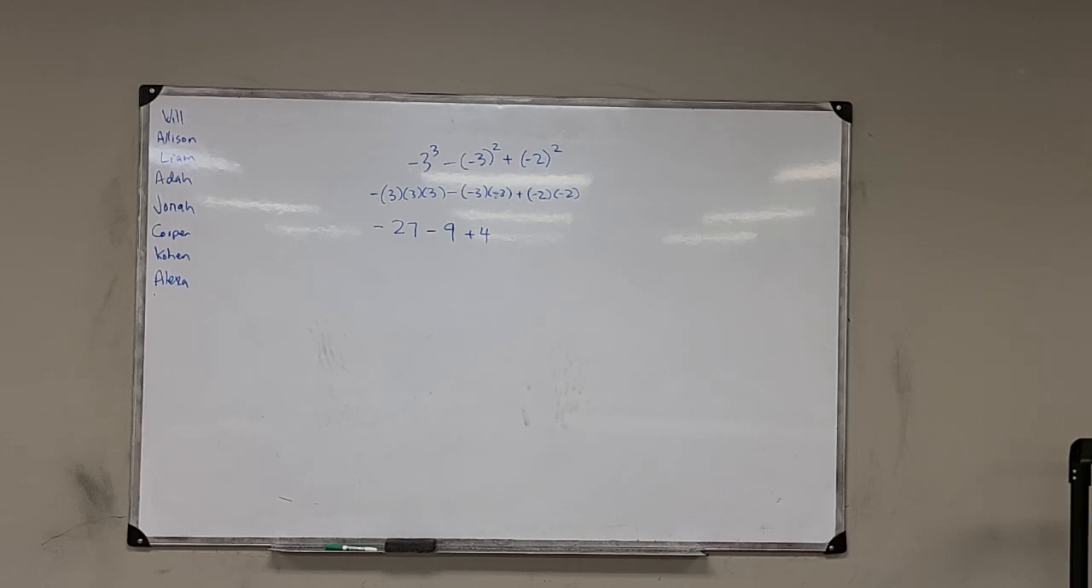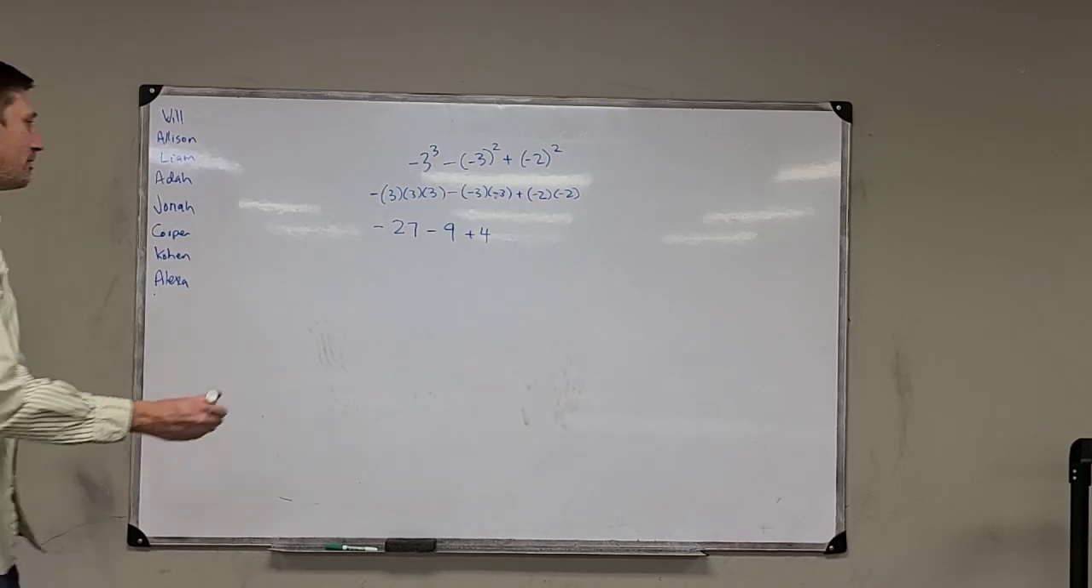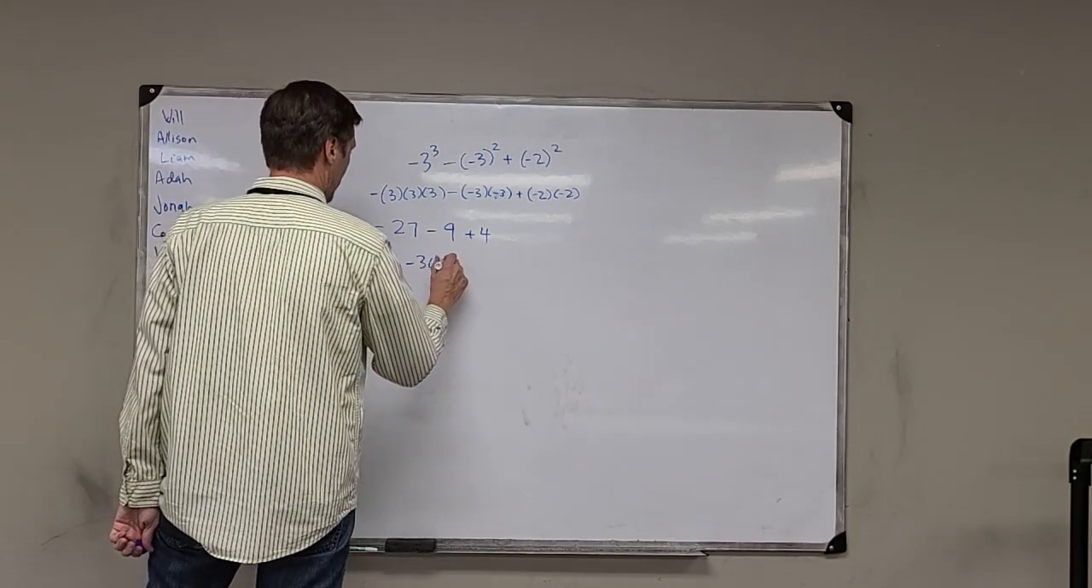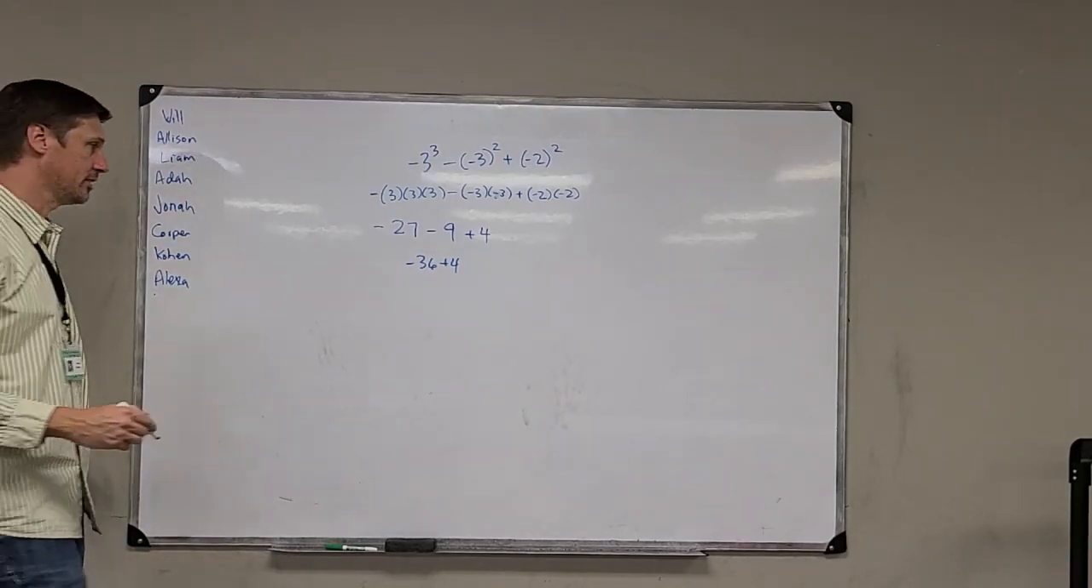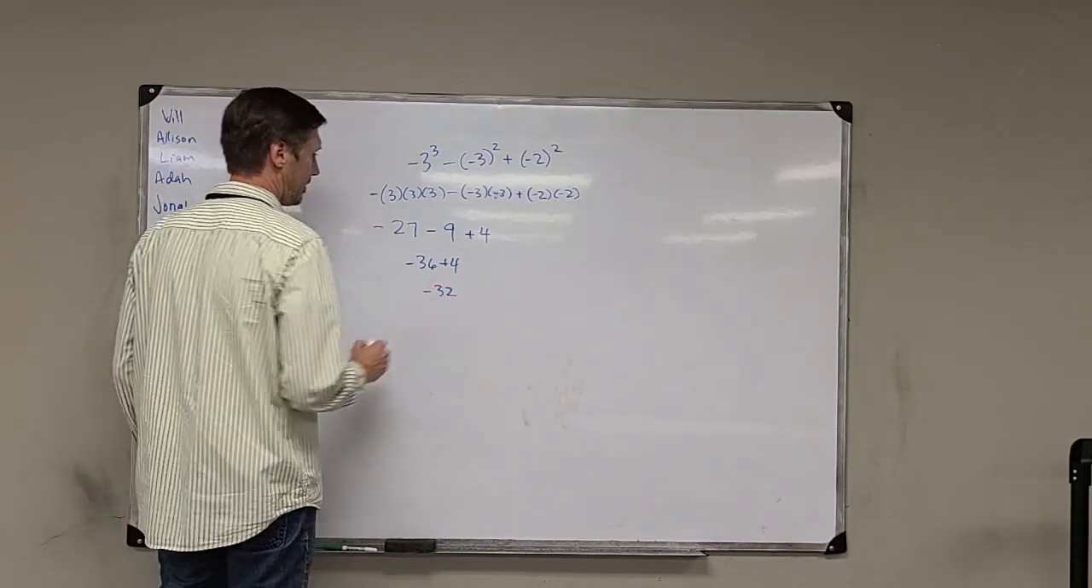Negative 36. And then when we have negative 36 plus 4, we get what? Negative 32. There we go. Nice. All right.